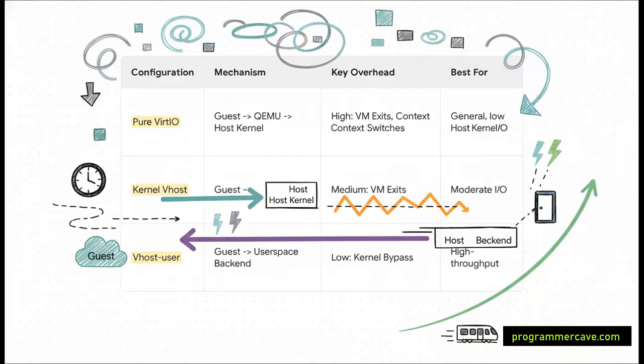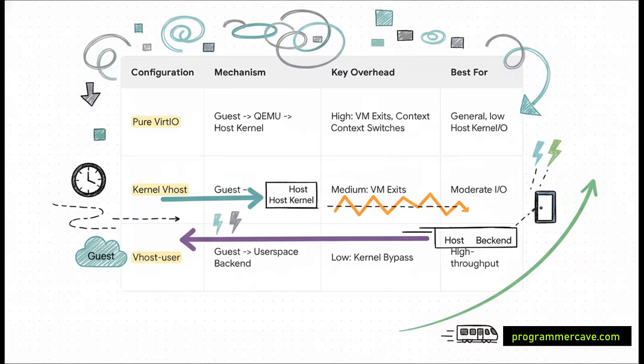This table lays out the main Virtio configurations, and you can really see the evolution. Pure Virtio is the slowest, because the packet has to go from the guest, through the QEMU user space process, and then to the host kernel. That causes a ton of VM exits and context switches. Kernel vhost is better. It moves that work into the host kernel, which cuts down on overhead.